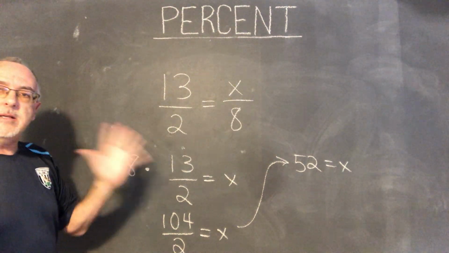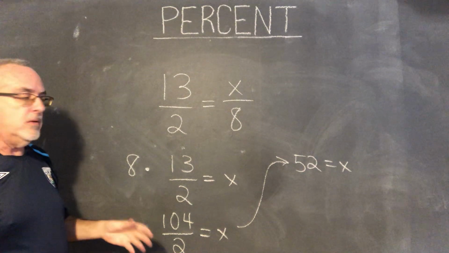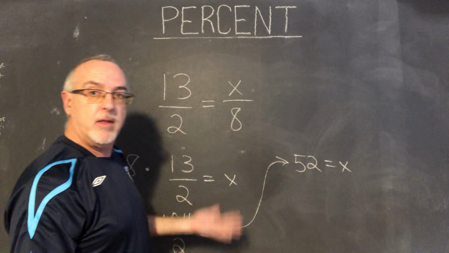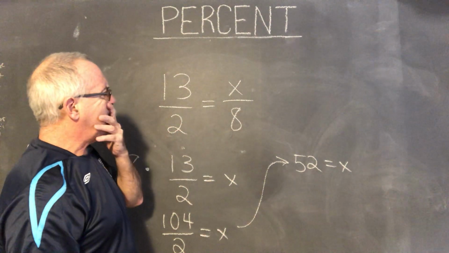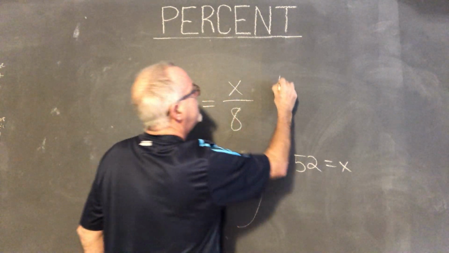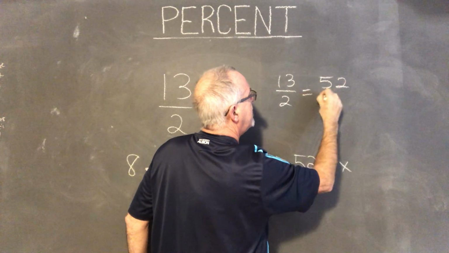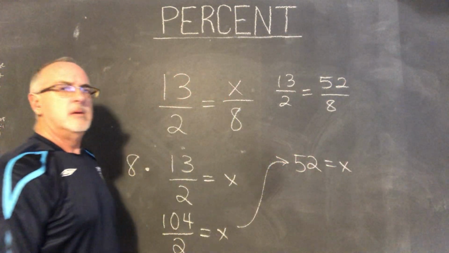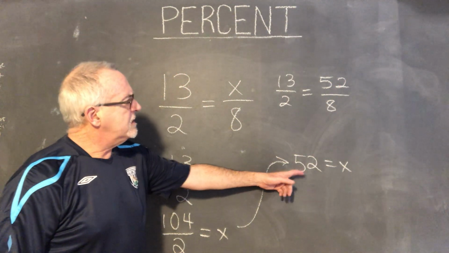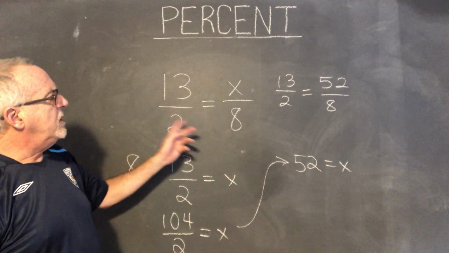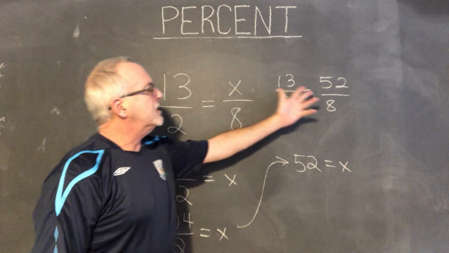And I can verify. That's another thing. We can always verify these. So I don't always do it when I'm demonstrating it, but every now and then, why not? So how do I verify? I can say, well, let's rewrite this. 13 over 2, therefore, must be equal to 52 over 8. Yes, because I found that x is equal to 52. So I just wrote it again, but I replaced the x with a 52.